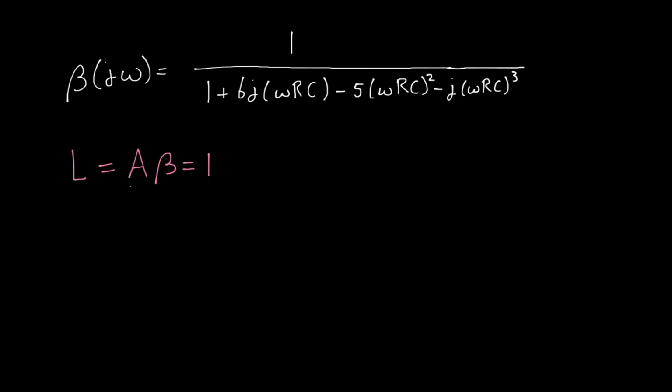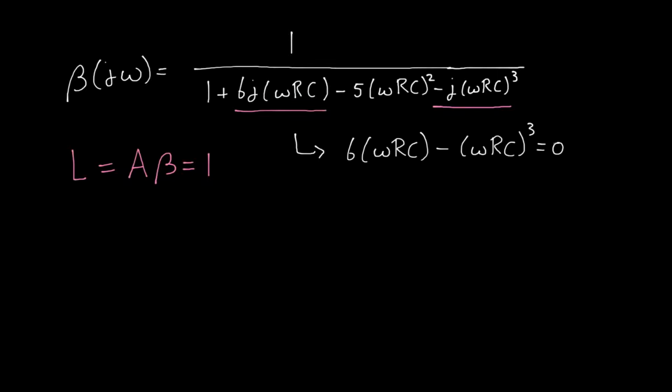And since the amplification factor A is always a real number, the beta network cannot have an imaginary part at its oscillation frequency. As a result of that, these two terms should cancel each other, and that imposes an additional constraint on the frequency of oscillation. If you solve this for omega, you will get the frequency of oscillation in radians per second, which is the square root of 6 over RC. And we will indicate that this is the frequency of oscillation by adding a little subscript O for oscillation.